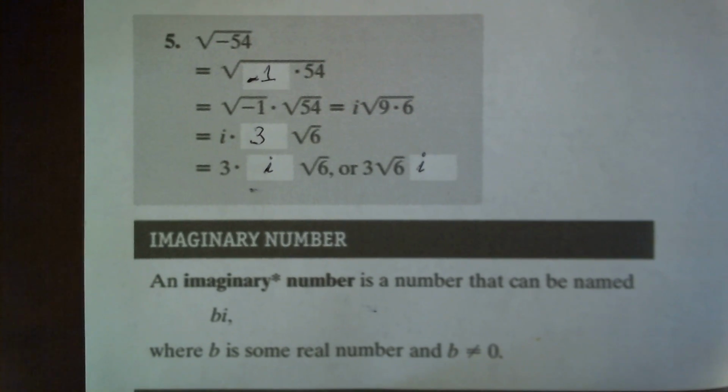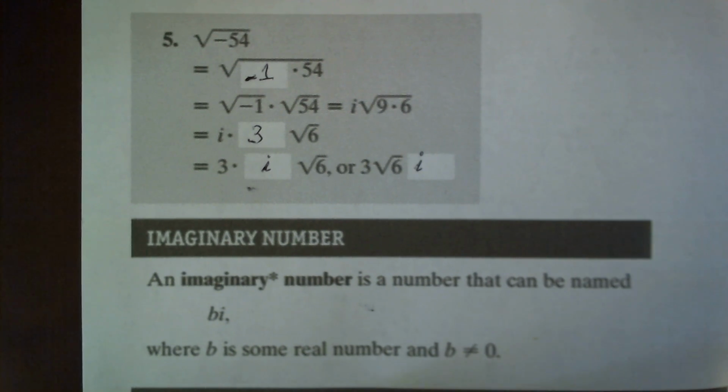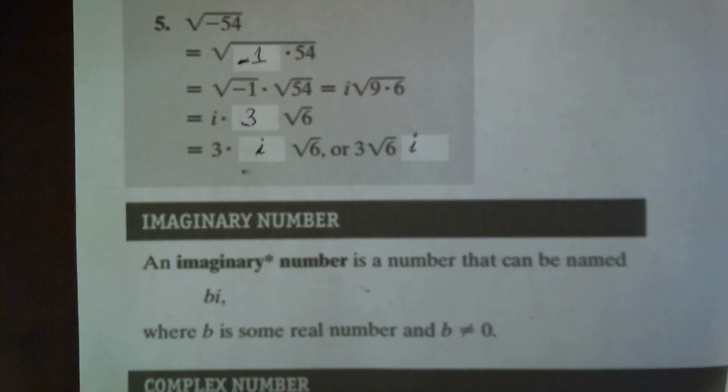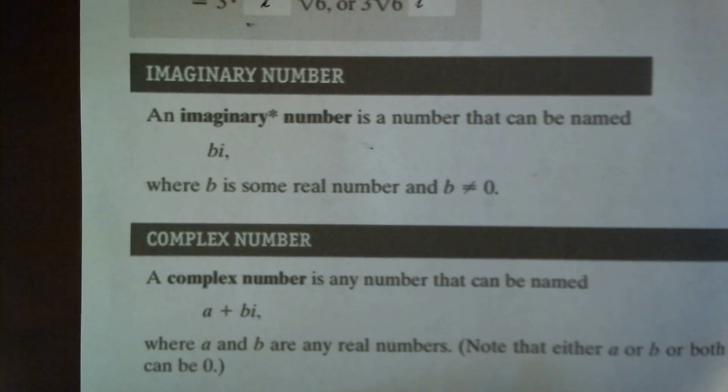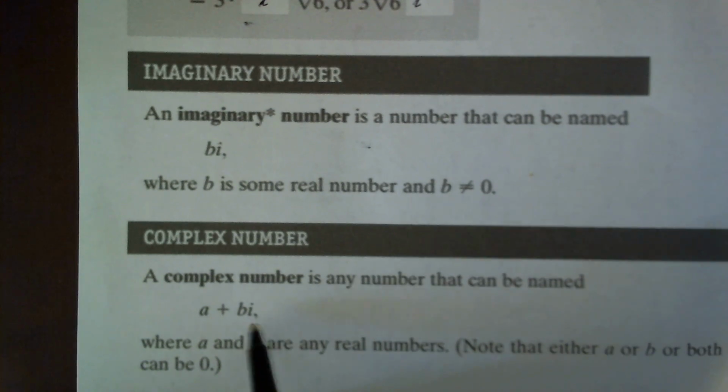So here's the imaginary number definition. An imaginary number is a number that can be named bi, where b is some real number and b is not equal to 0. And then there is the definition of a complex number: a complex number is any number that can be written as a plus bi, where a and b are any real numbers, and either one or both can be 0. So that also includes the real numbers, for all those where b equals 0.